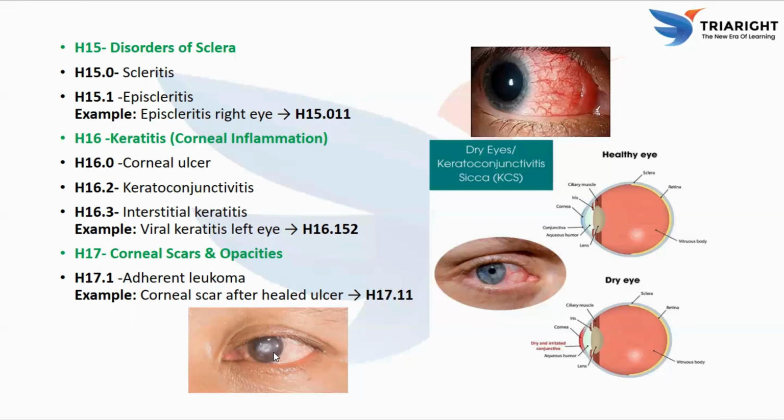This is the cloudy white-gray cornea. You can see the scar over here. This indicates the permanent scarring. So this reduces the vision. For example, corneal scar after the healed ulcer, you have to assign the code H17.11.